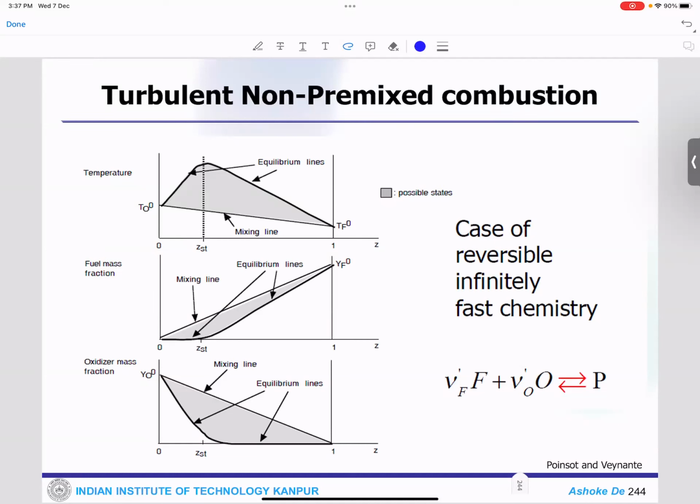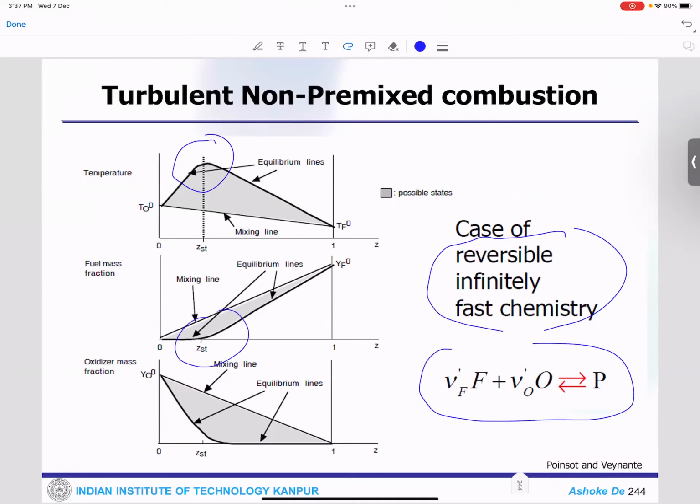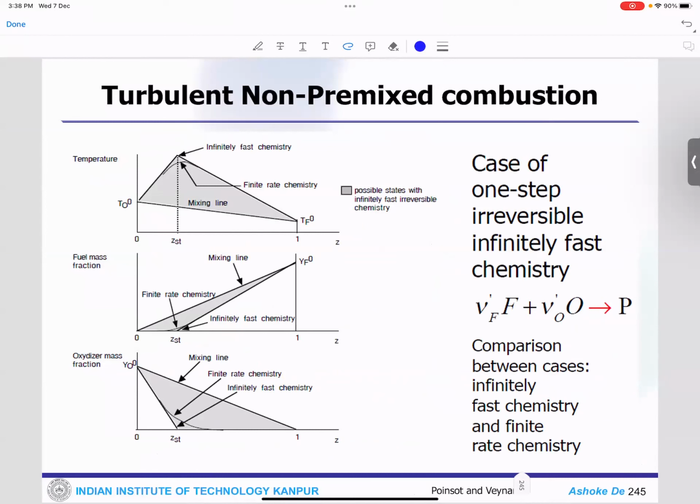Now, if you have reversible infinitely fast chemistry, that means fuel and oxidizer still produce the product, but the product can dissociate back to fuel and oxidizer. You see this peak is not sharp anymore. But still the reaction is going on along the stoichiometric line. So when you go from irreversible to reversible, the pattern changes, but this still provides you the equilibrium condition, and one can always estimate the different values on the fuel side and the oxidizer side.